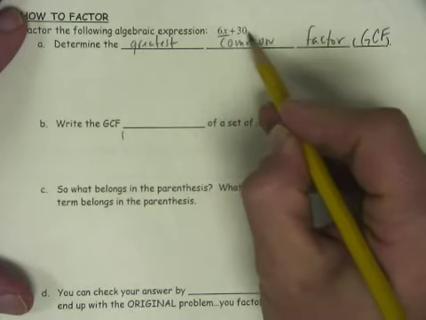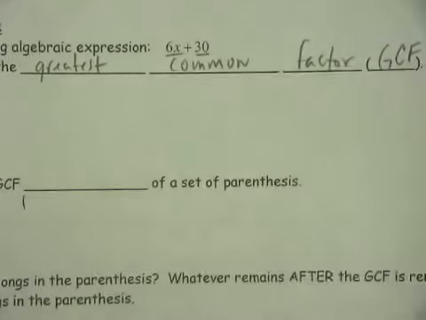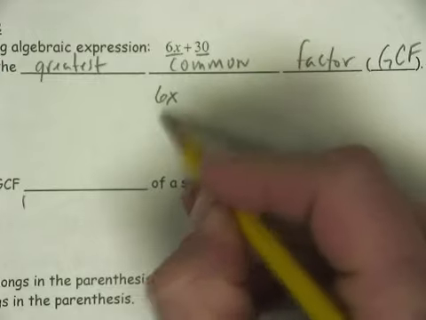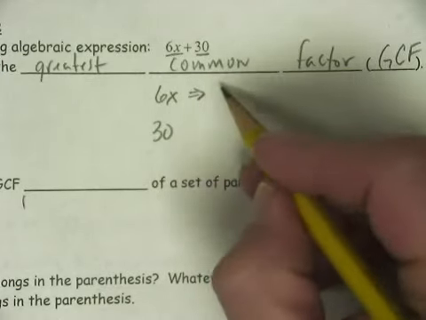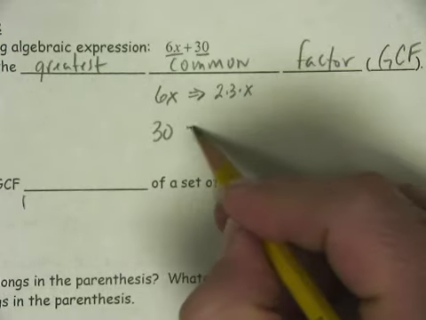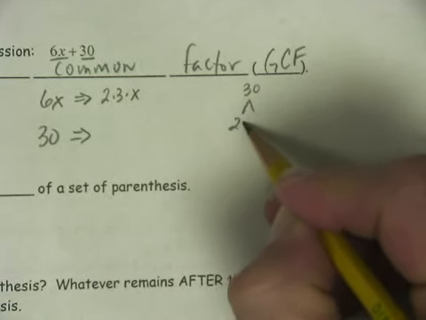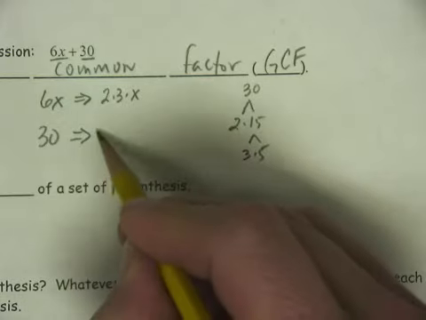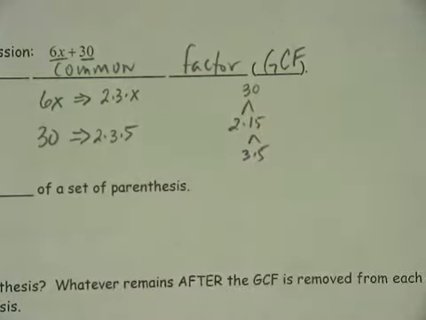So we have 2 terms in this particular example. We have 6x and we have 30. So I'm going to go ahead and write both of them down. Those are my 2 terms. 6 is the same thing as 2 times 3, and then I'll carry along the x. 30, now if you need to break it down over here using a factor tree, go ahead and do that. So that's 2 times 15 and 3 times 5. So 30 is 2 times 3 times 5.